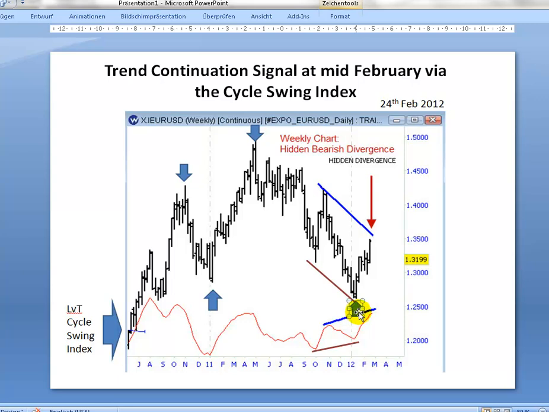And now let's come to the point of interest, where I wanted to go a little bit more into the details. On February 24th, where this chart ends, we see the next important situation just showing up. The market turned up, and what we see here is the next hidden divergence. The market made a lower top, or is just in the process of making a lower top than this one here, and the cycle swing is already making a higher top here.